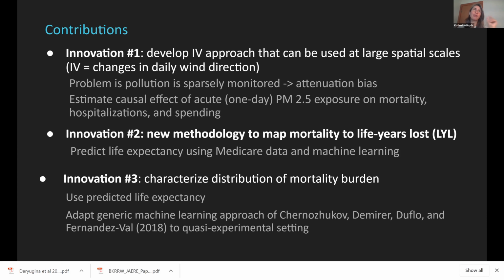I should note the variation they're using in pollution is short run, because it's dealing with changes in wind direction from the prevailing wind direction. So they're trying to get around issues of endogeneity, of sorting issues. Okay. Then I'm using machine learning in step 2 for prediction, and then they also further use machine learning to try and understand heterogeneity of this treatment effect. Okay.